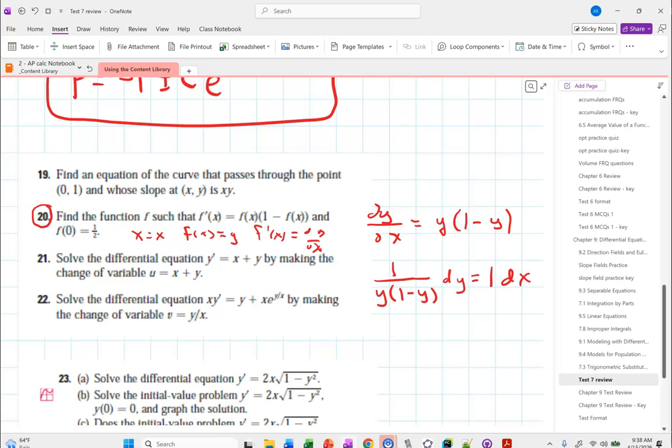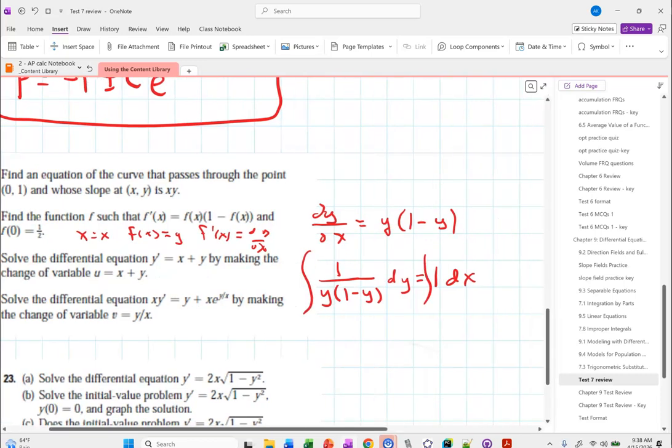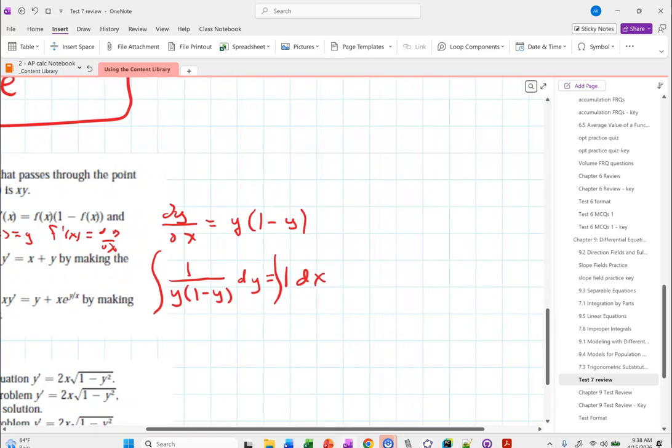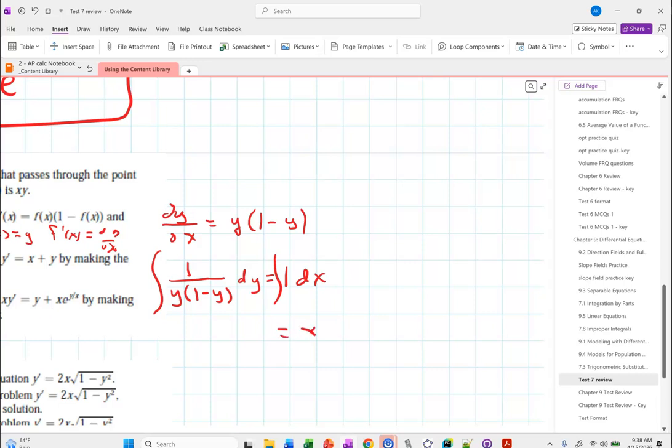Alice, you happy with what we've done so far? And then we'll integrate both sides. I think that, well, obviously this is just x plus c over here. What do we want to do with that?